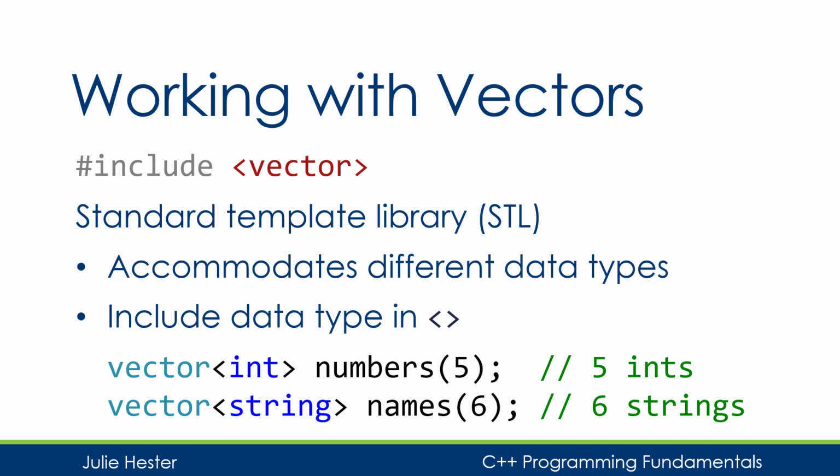Here, if I want to create a vector of 5 integers, I can say vector<int>, give the vector a name, and then in parentheses, the number of elements that I want in this vector. Likewise, if I wanted a string vector, I would put string in as the data type, and then the name of my vector and the number of elements.